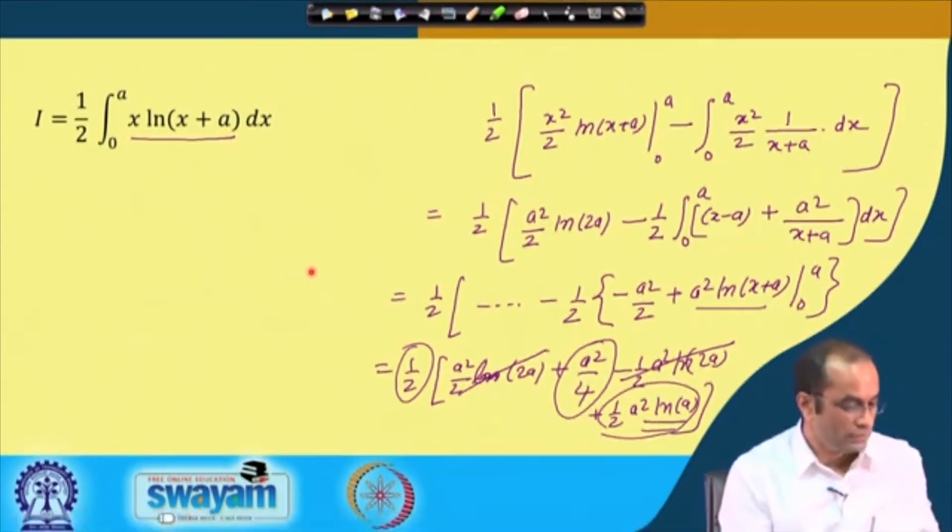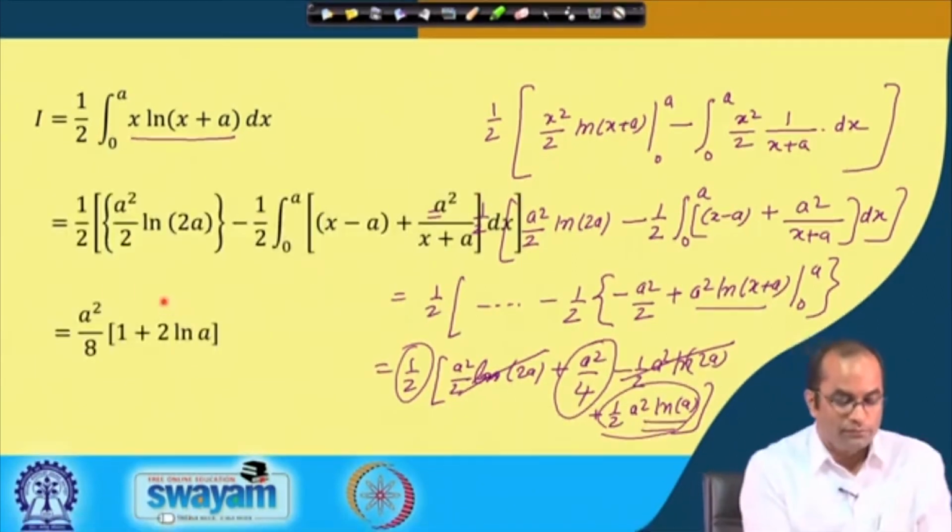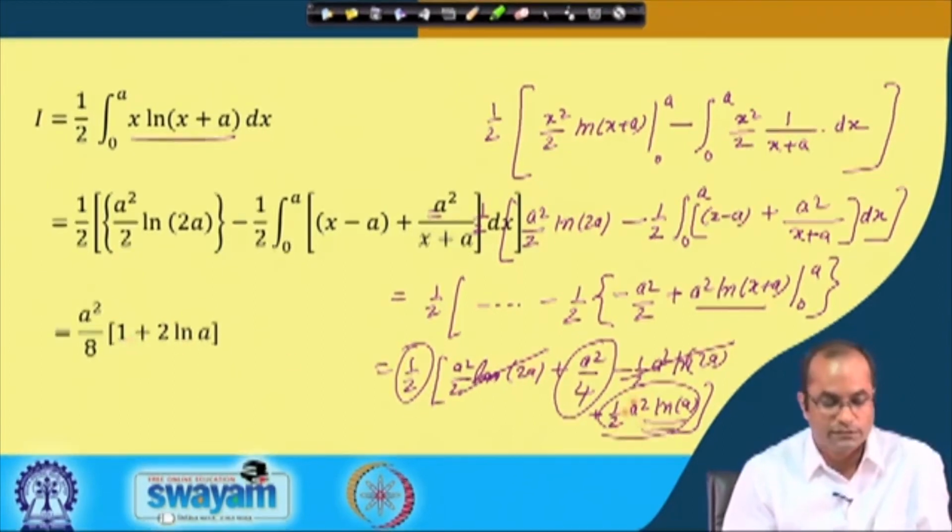So, this will be a squared by 8 times 1 plus 2 times ln a, that is the value of this integral.